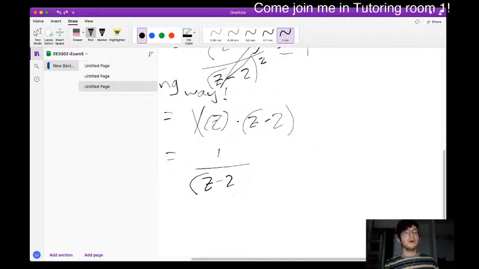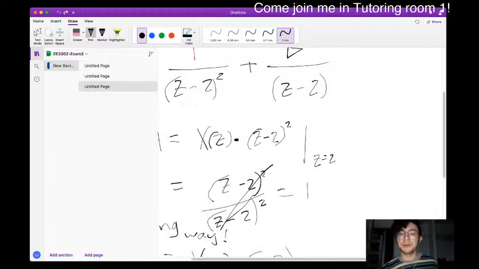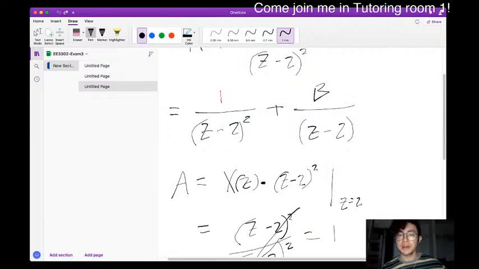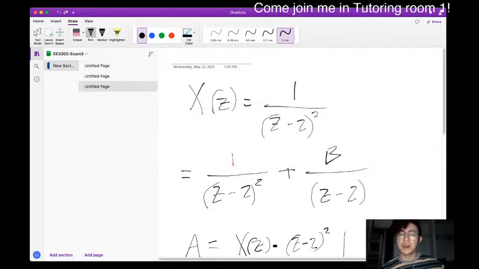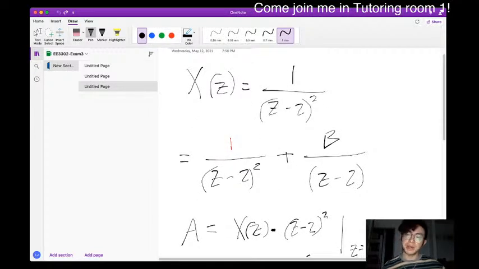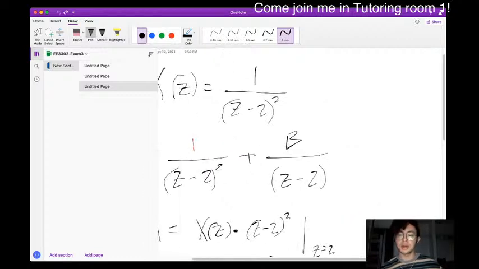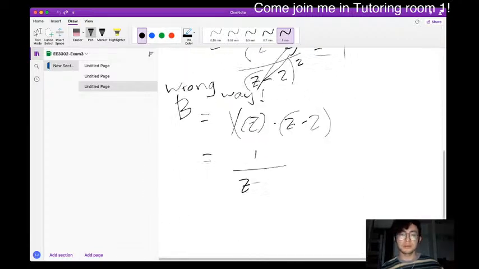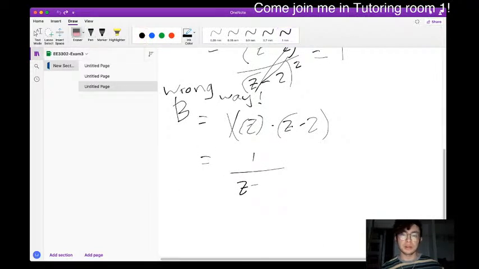Now thankfully, since we only have one coefficient left, we can just plug in some random number, and then we'll get our coefficient. No problem. So let's go ahead and do that. Let me just erase that. So that's the wrong way. Don't do that.